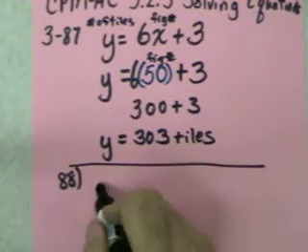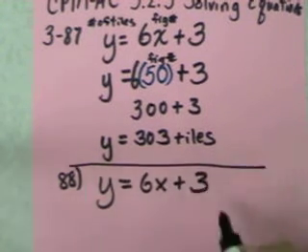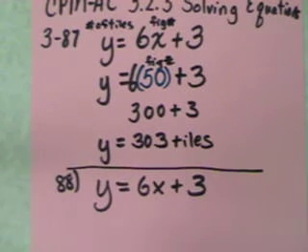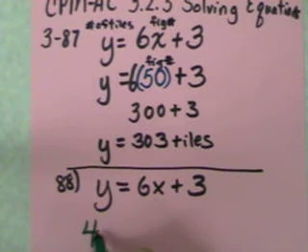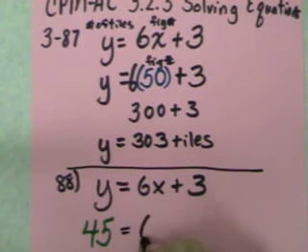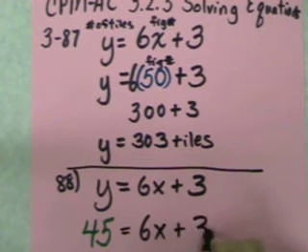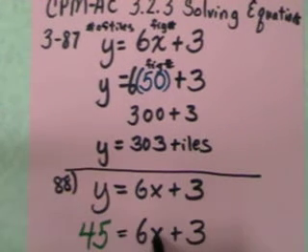I'm going to write my rule just so we can follow and know that we're starting over again. And this time, we're going to put the number 45 in for y. 45 equals 6x plus 3. So we're going to be able to solve this now for x, or the figure number.